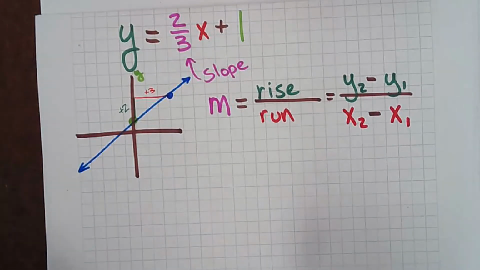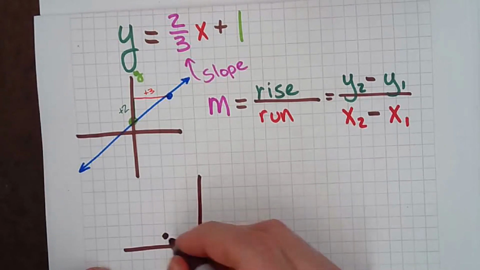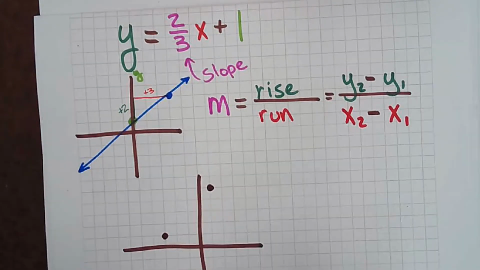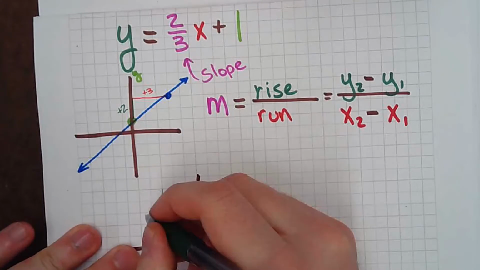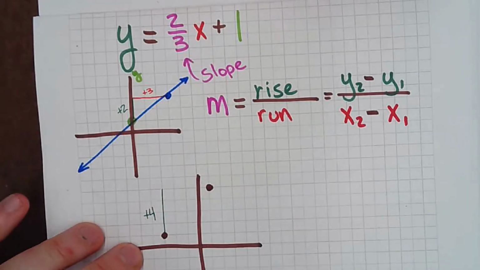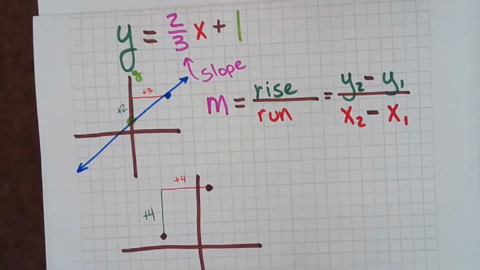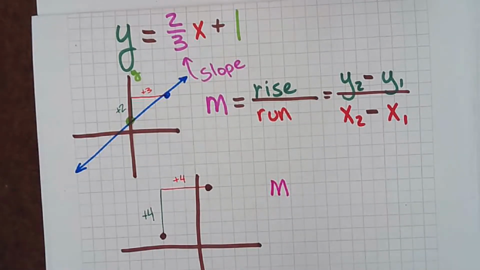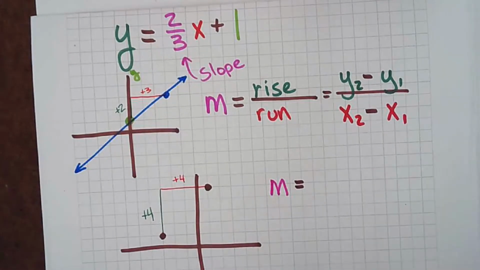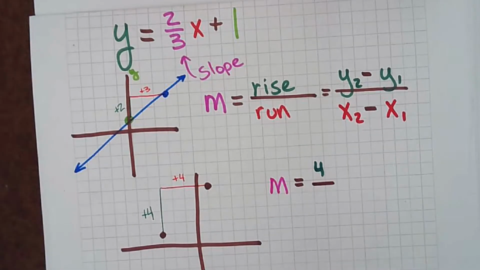I can do that by eyeballing it. For instance, if I get a graph and I'm told that this point right here and this point right here are on my line, I can look at those points and find the rise over the run between them and find the slope. So if I go up 4, that's our rise, and over 4, that's our run, our slope, m, is 4 for our rise, and it just so happens that it's also 4 for our run.